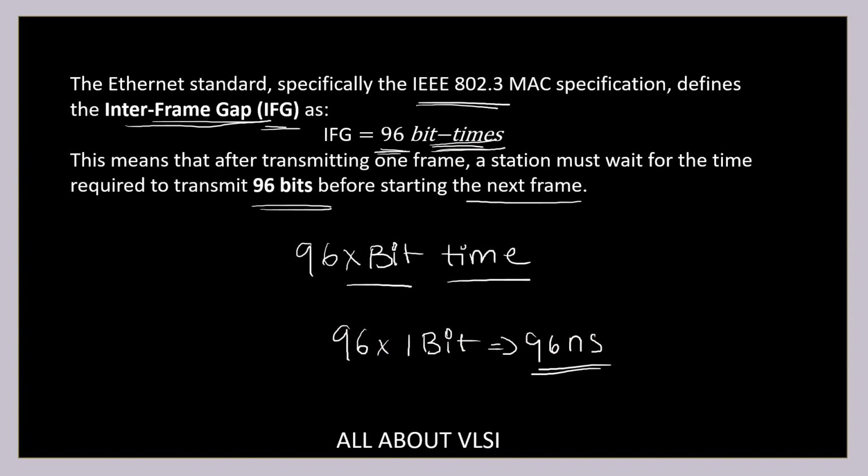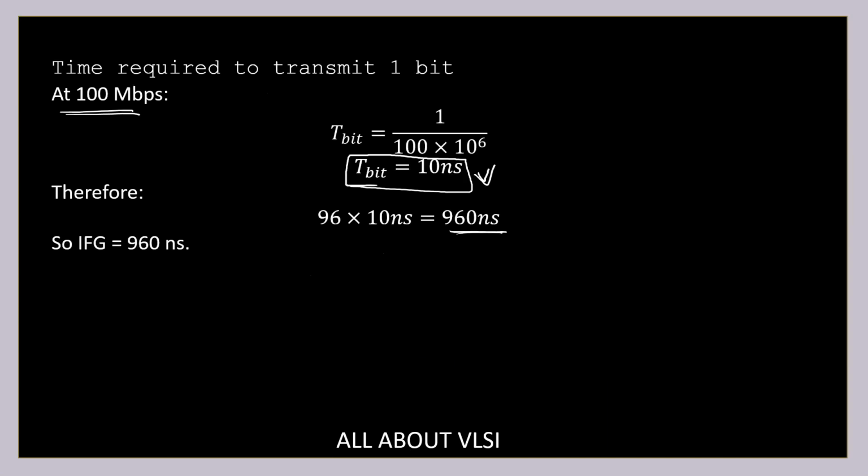But here, what is going to happen if we observe? Let's say the time required to transmit one bit is 1 divided by 100 into 10 power 6, which is 10 nanoseconds. That means for one bit, you are going to allocate 10 nanoseconds.